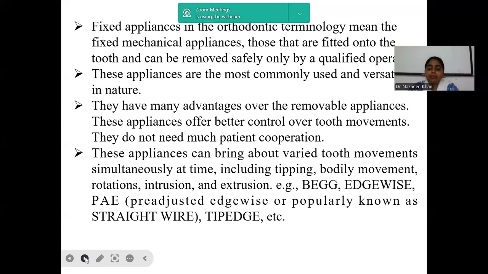These appliances can bring about various tooth movements simultaneously at a time, including tipping, bodily movement, intrusion, extrusion, rotation, है ना, इंट्रूजन कराएगा, एक्सट्रूजन कराएगा, रोटेशन. अब ये जो अप्लायंसेस होते हैं इसके एग्जांपल्स हैं एज वाइज, प्री एडजेसेंट एज वाइज एंड मोस्ट पॉपुलरली यूज्ड स्ट्रेट वायर अप्लायंसेस.